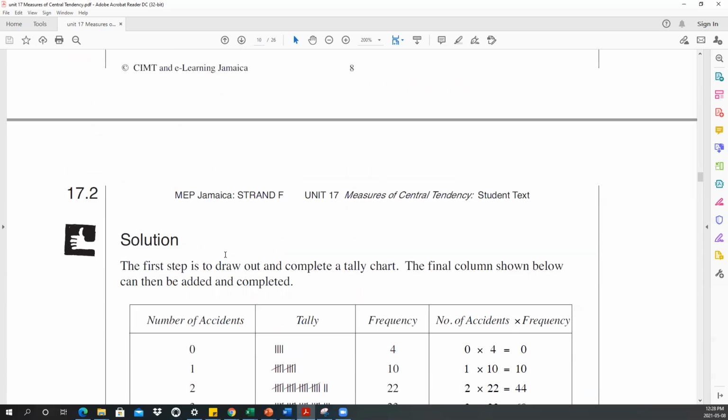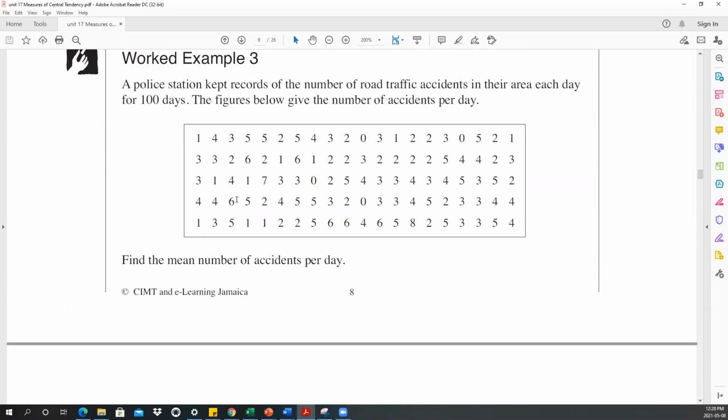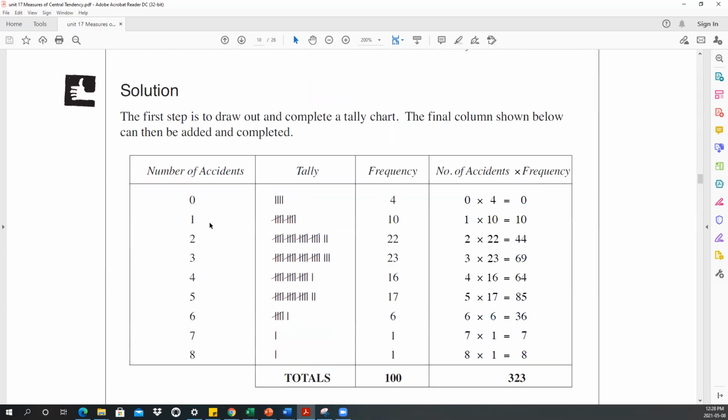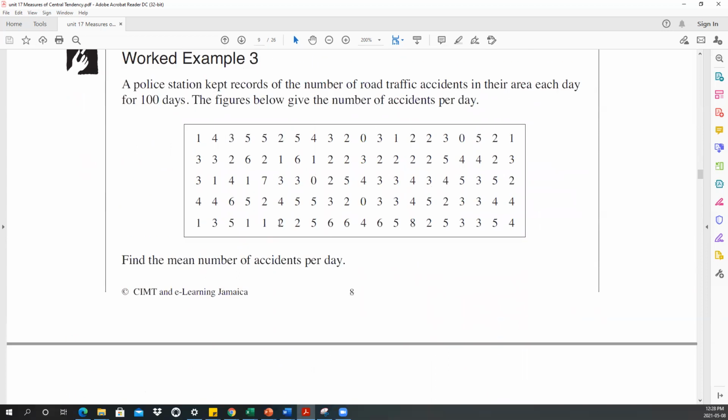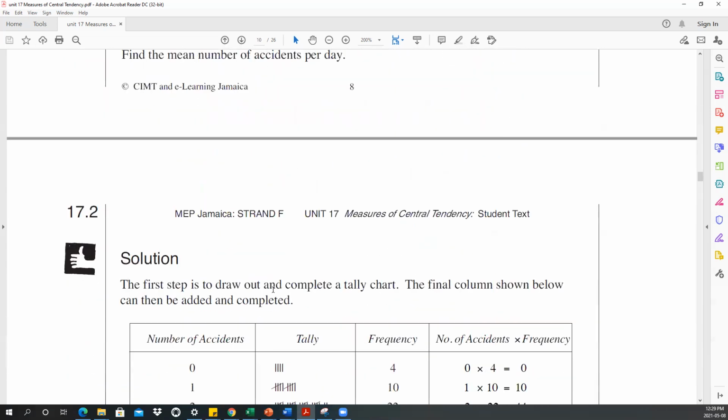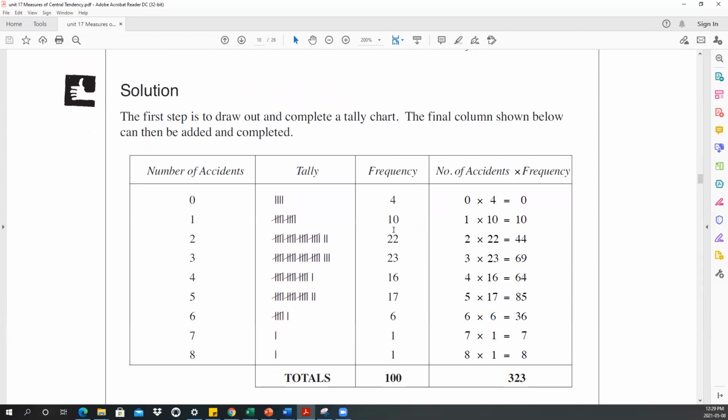Number of accidents. So you literally have to be counting up these things, the number of times you see 1, the number of times you see 4. One time I see 0, I see 8. One time, 7 one time, let me see if that is true. 7 one time, instead of only 7, I see 0, 1, 2, 3, 4. So 4 zeros. See there? So let's set it up.